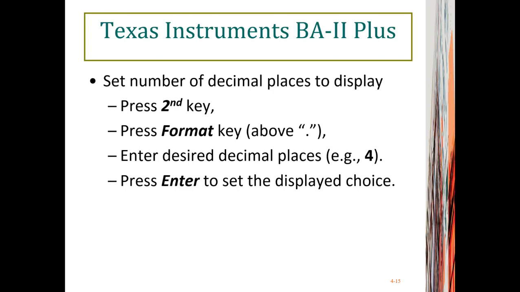2 decimal points is not sufficient for calculating interest rates. You need at least 4 decimal points for that number. And some people use 9. Right? 9 decimal points is the automatic setting. It will show the actual decimal points for any number. Once you do second point, then enter the desired decimal places, then press enter to set the displayed choice.